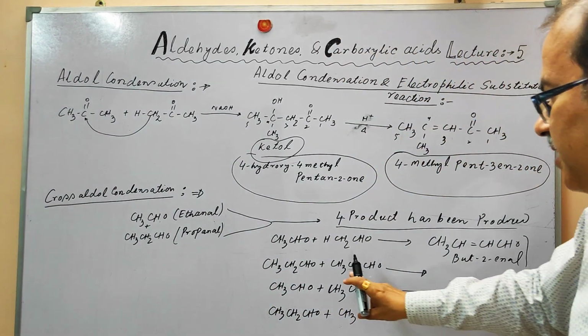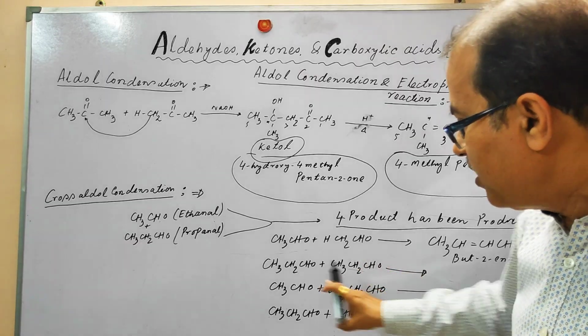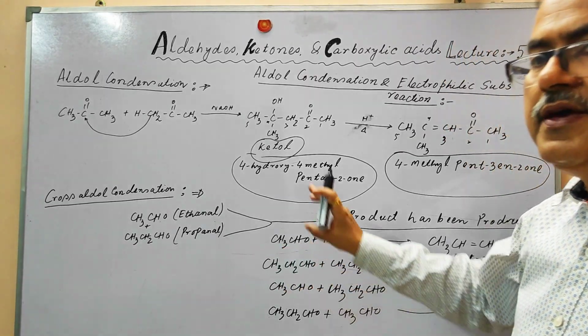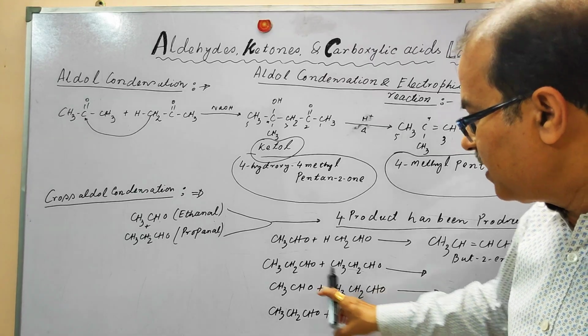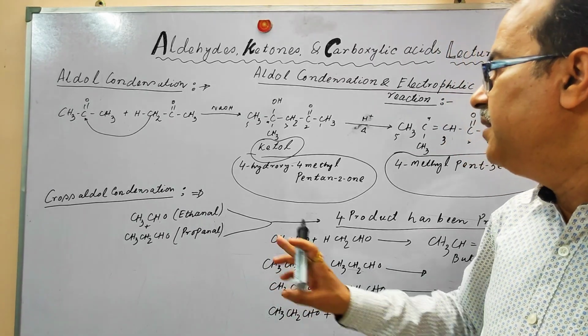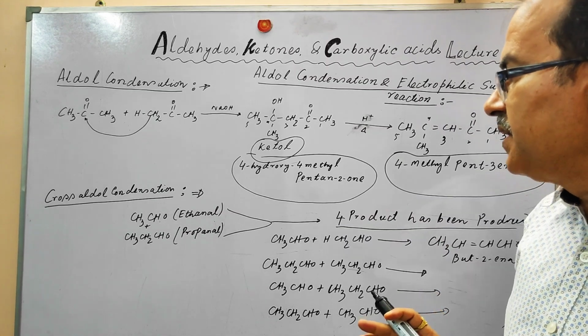You can easily make the reaction, very simple. You have to take this alpha hydrogen, it will become a side chain and join in this fashion, and there is elimination of the H2O. Similarly, here also you can do it yourself. So this is the cross aldol condensation.